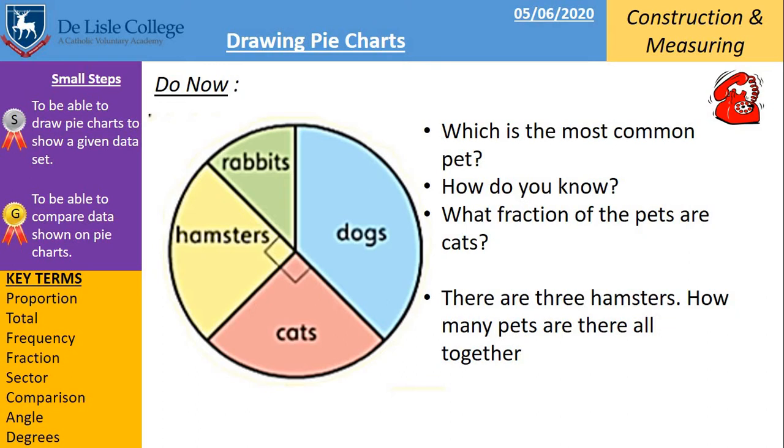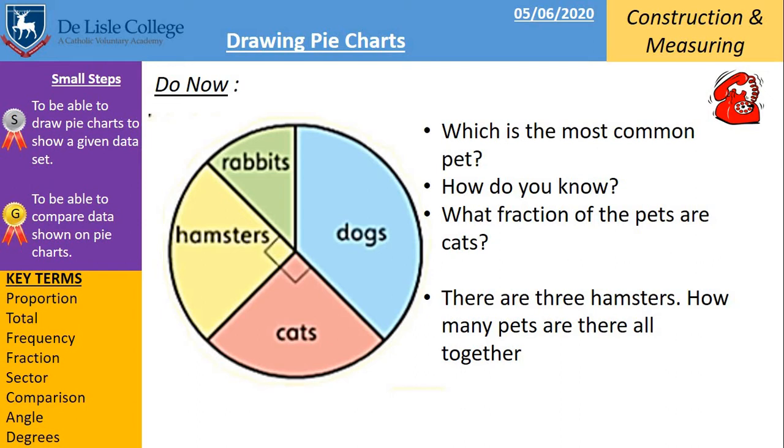So if you can draw a line under the previous lesson's work, today's date and the title of drawing pie charts. Okay, your do now task is on the screen for you there. I want you to answer which is the most common pet, how do you know, and what fraction of the pets are cats. And there are 3 hamsters. How many pets are there altogether? So can you work out the total number of pets that are involved in that pie chart for me?